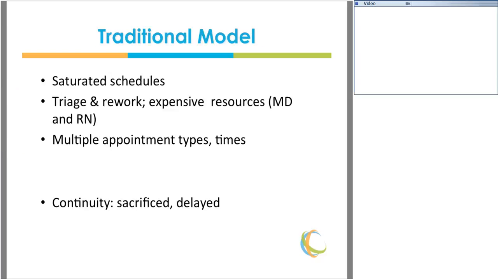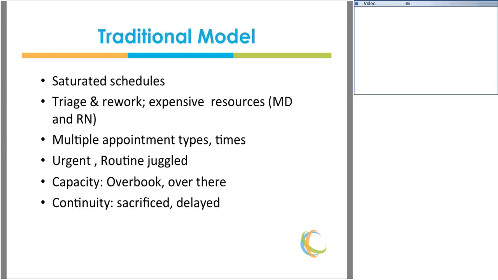So let's talk first about a traditional model. And usually at this point, I'm writing on a flip chart, and we do a lot of diagramming. So I'm going to try and do my best to describe what this looks like. And I'm sure for most of you, it'll sound familiar. In a traditional access model, you've got schedules that are completely jammed. They're completely full. They may have been full for a week. They may have been full for a month.